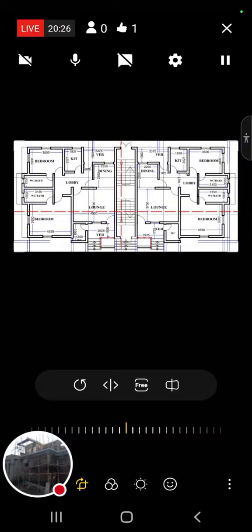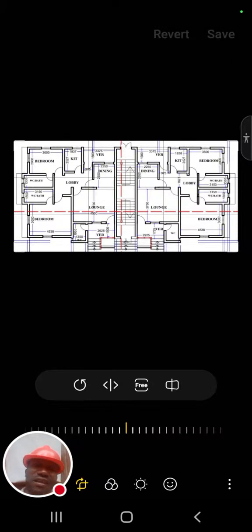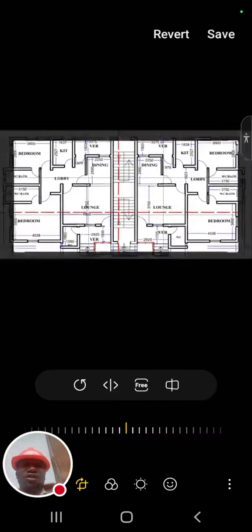So another thing you have to understand is the symbols. The symbols are very, very necessary. Okay? You have to understand the symbols. Let's look at this drawing.